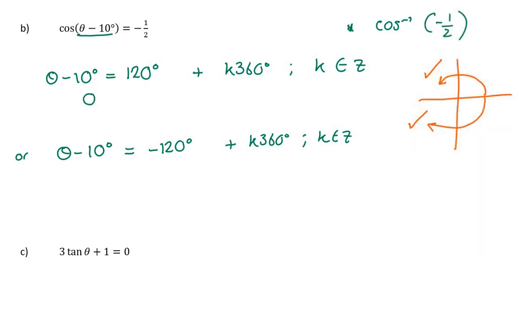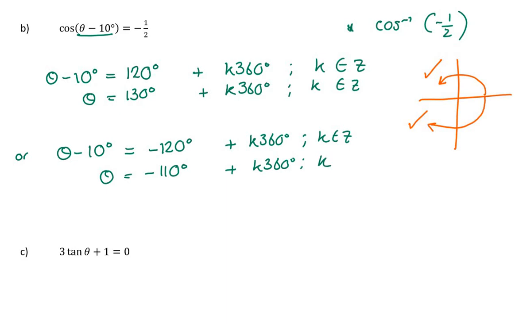Now I would add 10 to both sides, so this is just 1 plus 10. Now notice, so it's 130. I don't add 10 to the K360, because algebraically K360 plus 10, they're not like terms, but also because the period of cos theta minus 10 is still 360. The period didn't change, and so the angle doesn't repeat any differently to 360 degrees. Now if I add 10 to this side, I get minus 110, and again plus K360. K is an element of integers.